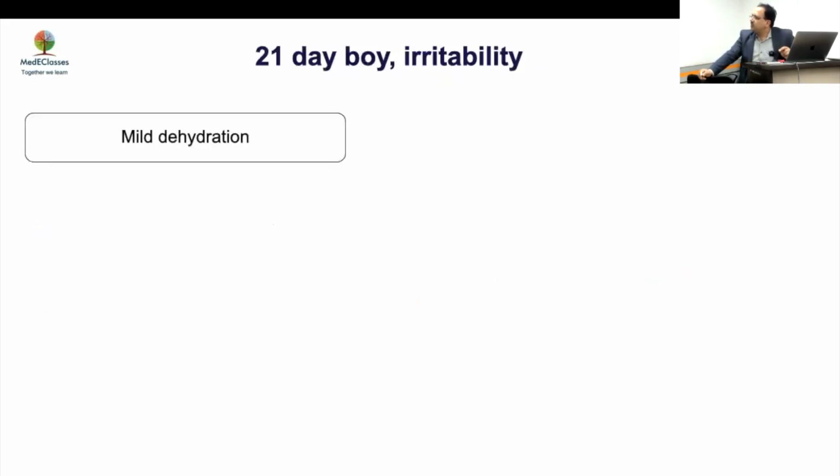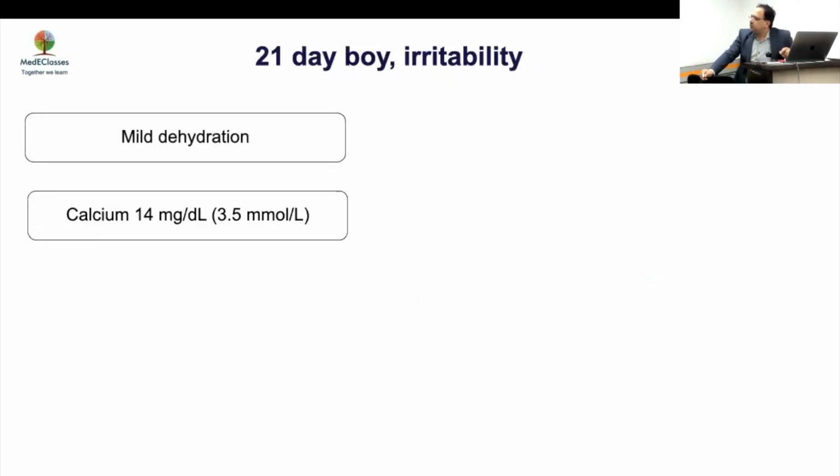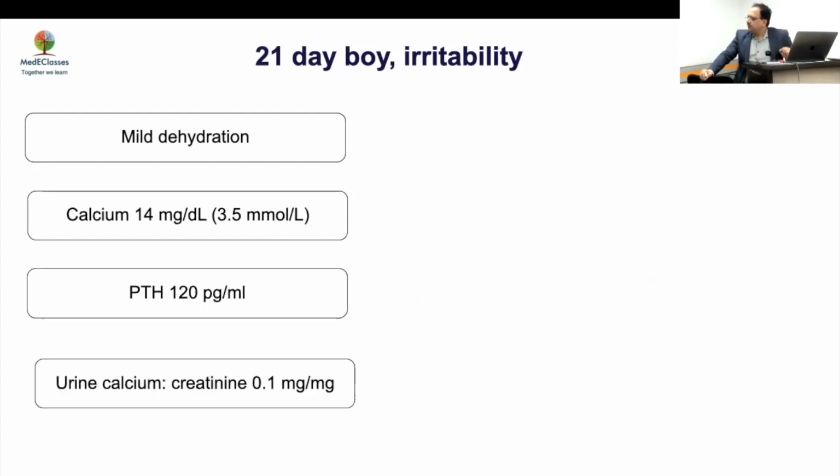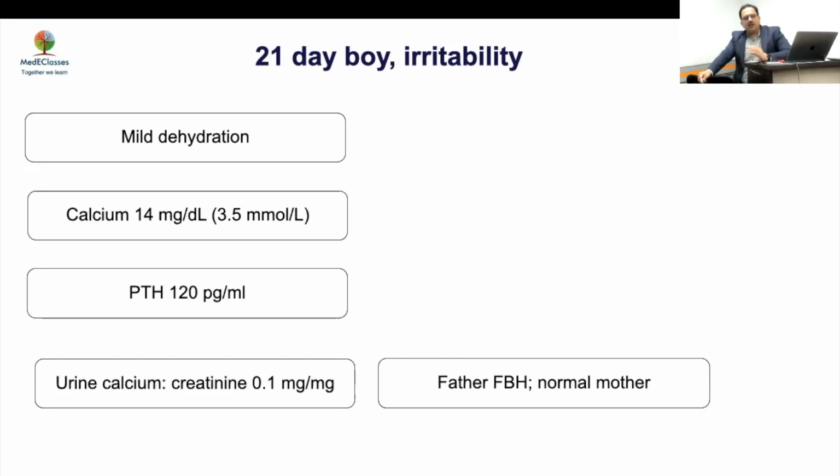A 21-day-old boy with irritability and mild dehydration. Calcium is 14, PTH is high. So PTH-dependent hypercalcemia. Urinary calcium creatinine is on the lower side. So what is this? Calcium sensing receptor defect from both the parents, so this is severe. Okay, the father was investigated and has hypercalcemia with hypocalciuria, so he has a calcium sensor defect. Mother is normal. Why?